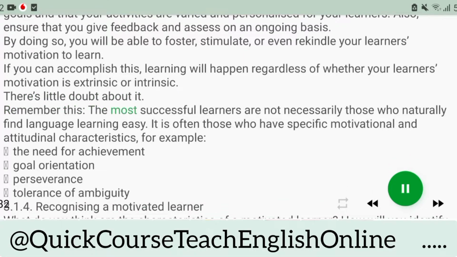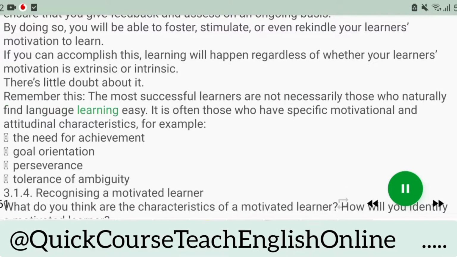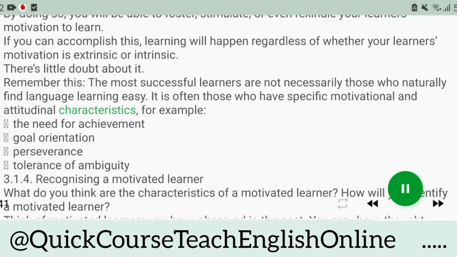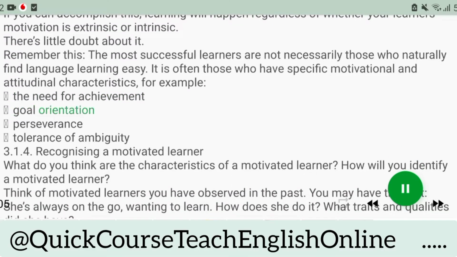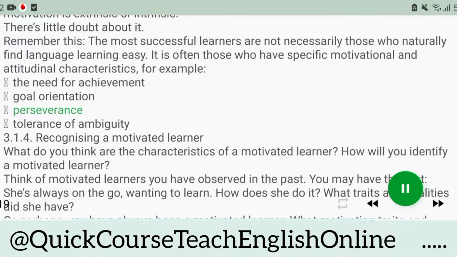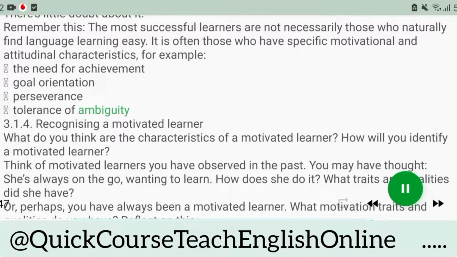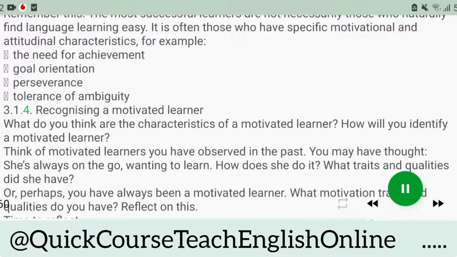Remember this, the most successful learners are not necessarily those who naturally find language learning easy. It is often those who have specific motivational and attitudinal characteristics, for example, the need for achievement, goal orientation, perseverance, tolerance of ambiguity.